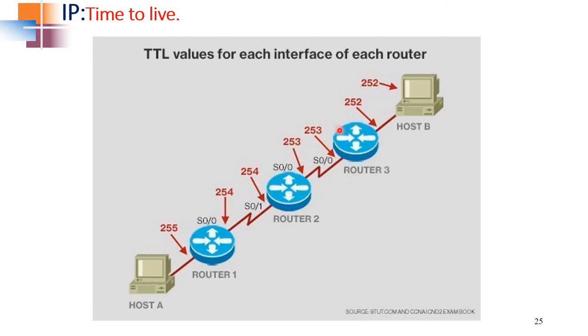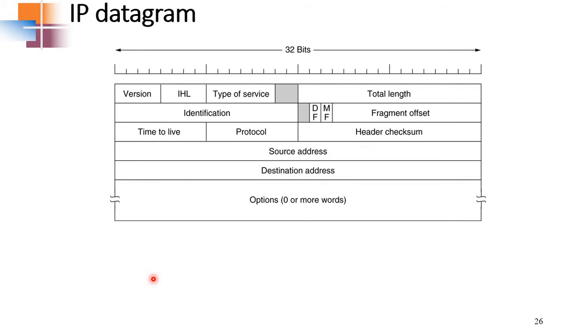So when router 3 receives the incoming hopping value as 0, this router 3 will not deliver the packets to host B. It will discard the data and pass the information back through router 2 and router 1 to host B again to retransmit the data. Okay, this is the time to live process.